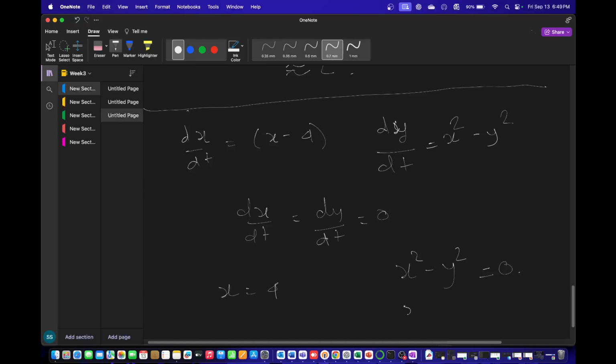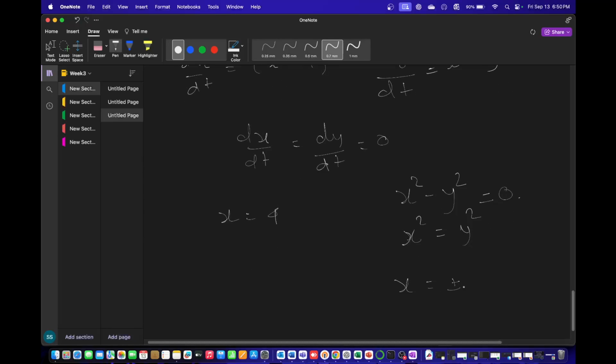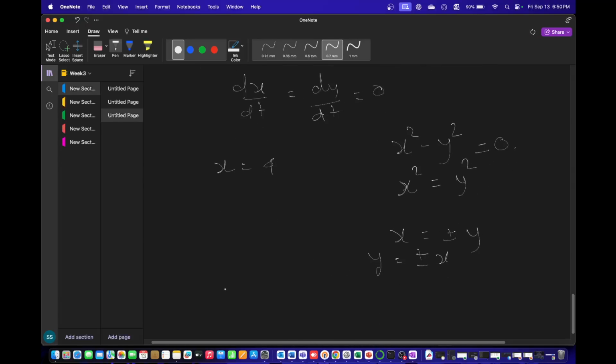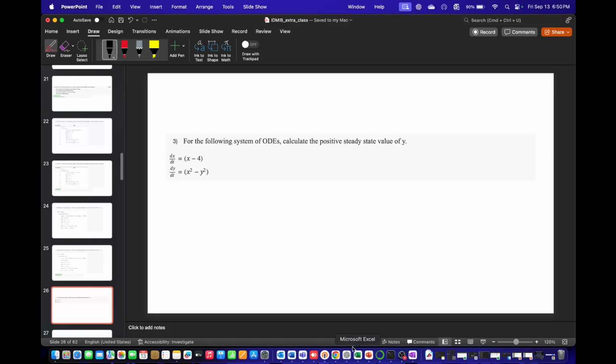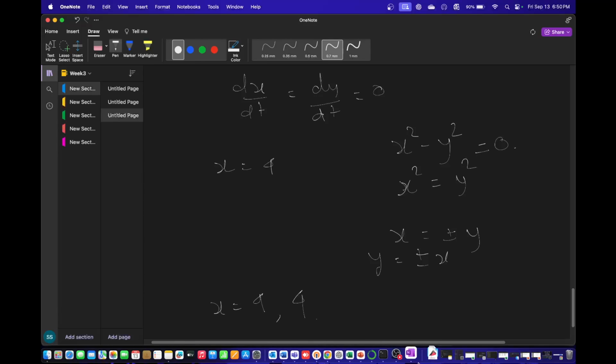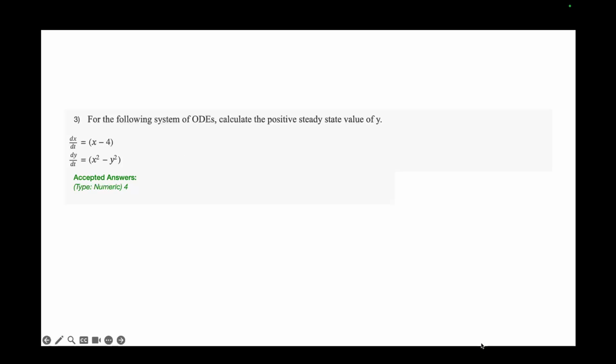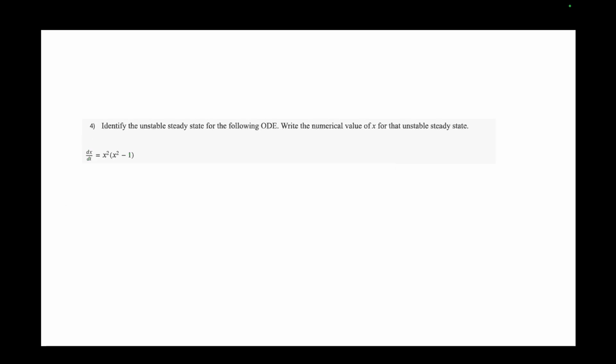So x square equal to y square. So x equal to plus minus y, or y equal to plus minus x. If you are asked to give the positive steady state values, right? So the answer will be x equal to 4 and y equal to 4. I think that is the answer. So y equal to 4. Okay. Let's move on.